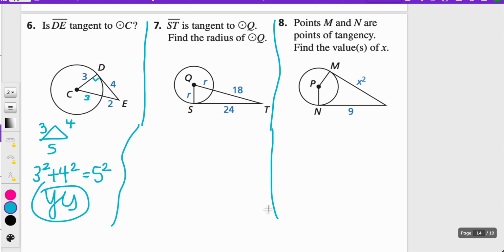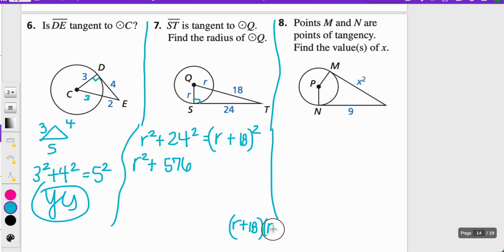Next up, ST is tangent to circle Q. Find the radius of Q. So this is where we have our right angle. So r squared plus 24 squared is equal to (r plus 18) squared. Okay. This is where we get that FOIL method. So r squared is staying the same, 24 squared is 576, and then (r plus 18) squared is just r plus 18 times r plus 18.